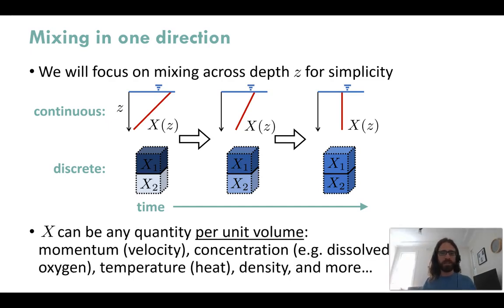This general quantity, which I'm giving the variable x, can represent anything that is per unit of volume. Examples of this that are relevant for fluids include your momentum or velocity, the concentration, for instance, the concentration of anything including dissolved oxygen, or the temperature of the fluid, which is a representation of the heat, and corresponding to the temperature, you have the density as well. And of course, you can come up with many other variables that can be represented by x.